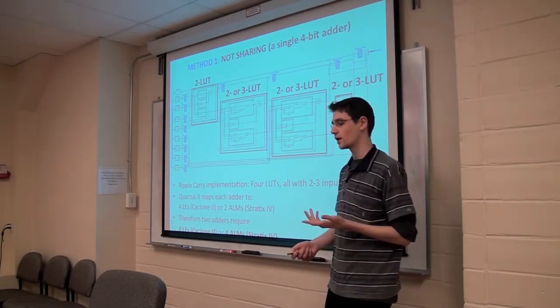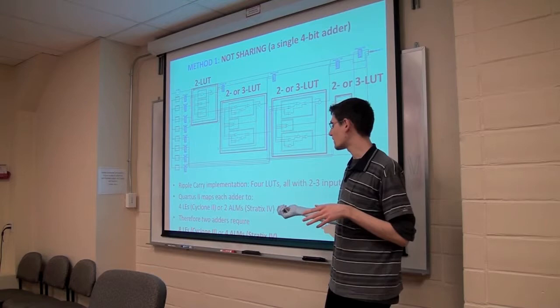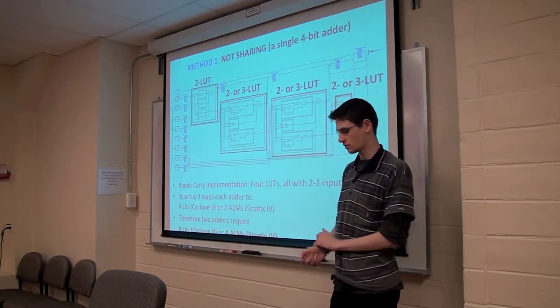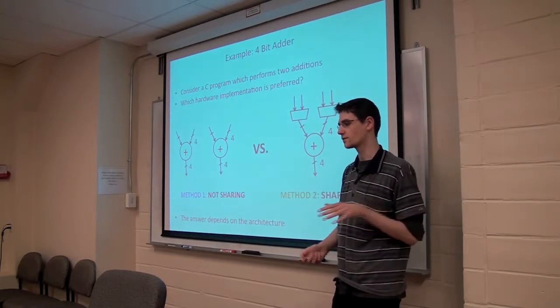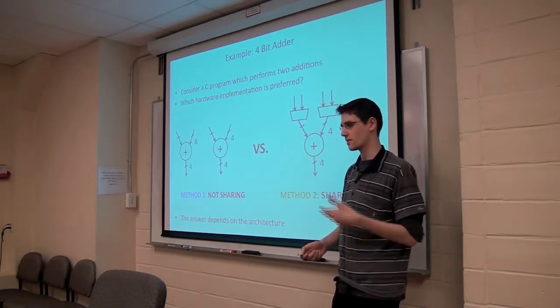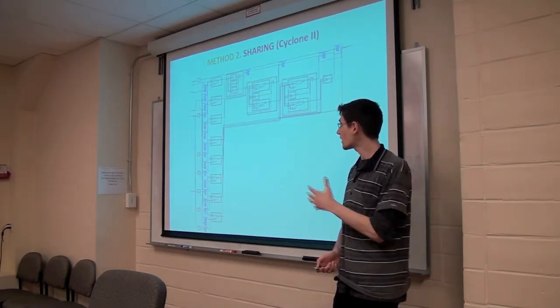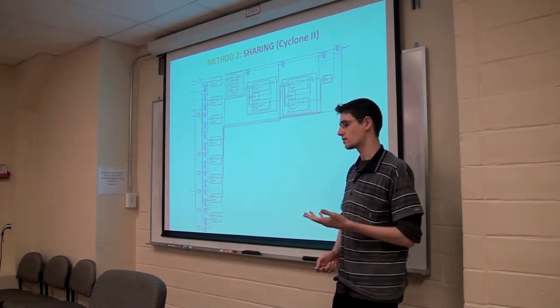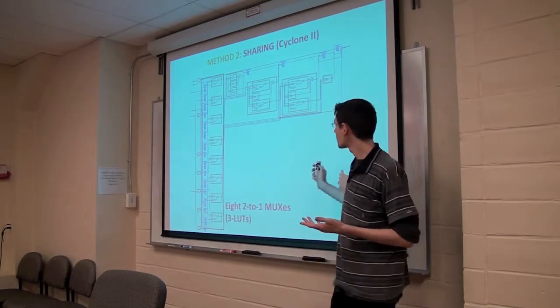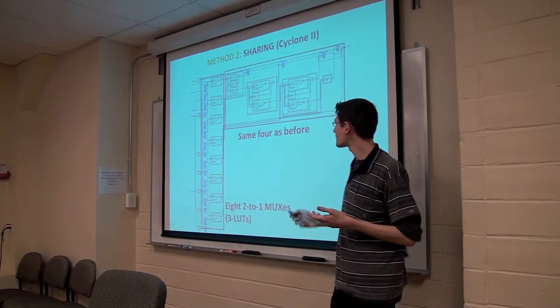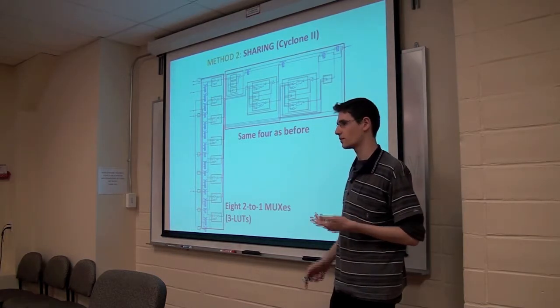If we have two 4-bit adders, which was method 1, we have 8 logic elements in Cyclone 2, or 4 adaptive logic modules in Stratix IV. Just recall that's method 1 on the left. Okay, so let's compare this now to method 2. If we share the adder in Cyclone 2, we notice that there are 8 new LUTs. They're all 3-LUTs, and they're here on the left. These are each 2-to-1 muxes, which precede the same 4 LUTs as before, which implement the ripple carry adder.